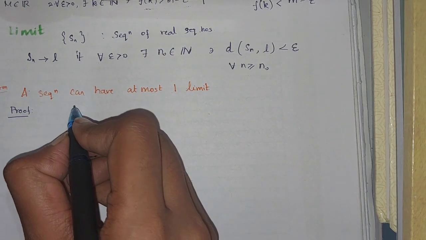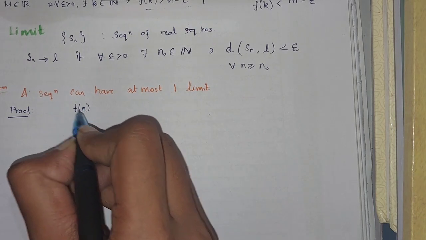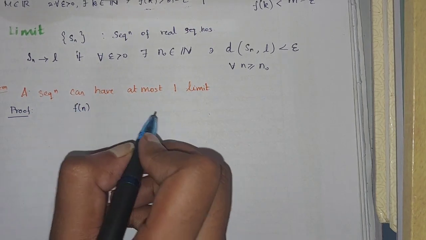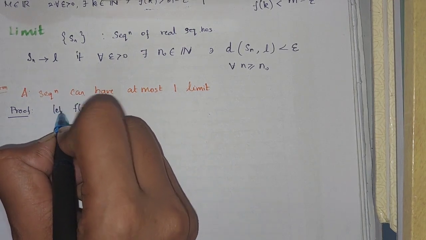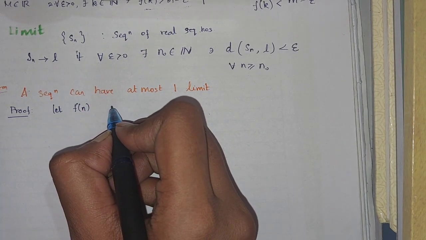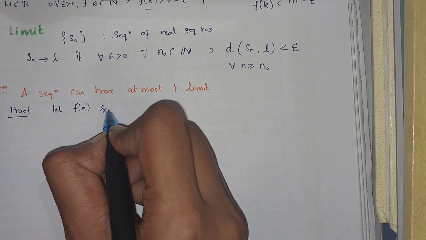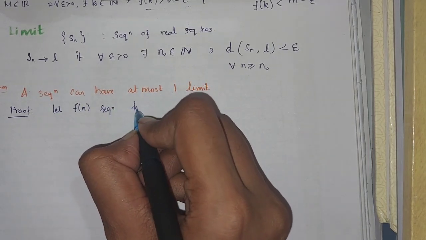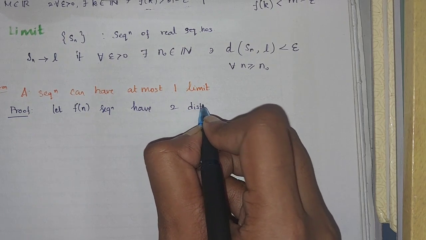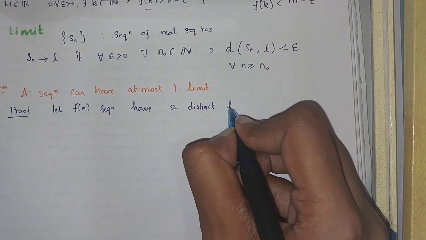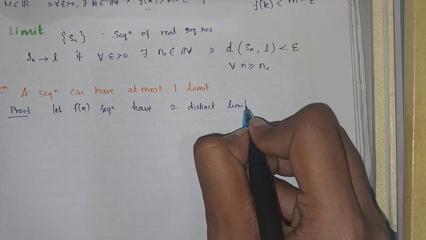Suppose I have a sequence, say f of n; you can denote it any way, no problem. Let this sequence f_n be a sequence having two distinct limits, because here distinct is important. So you are considering it in a contradicted way.